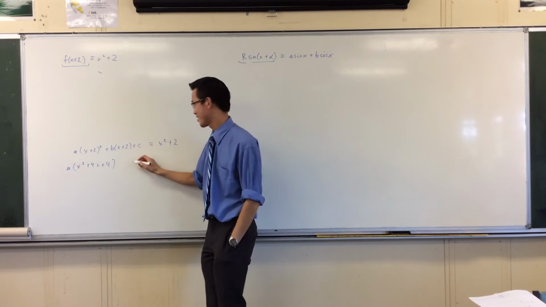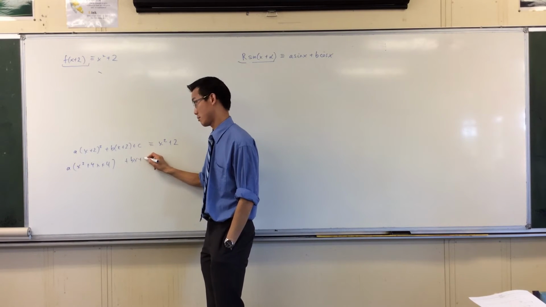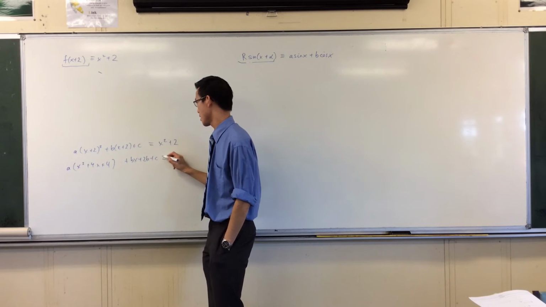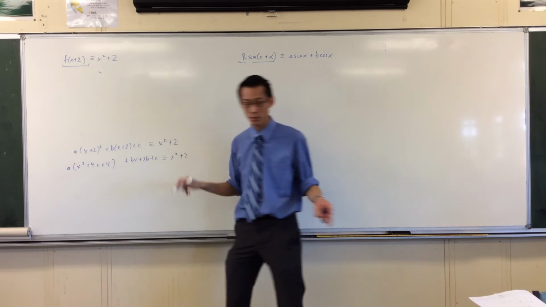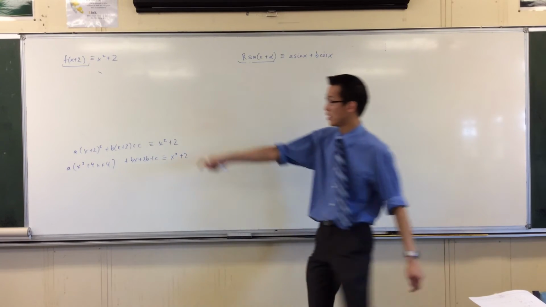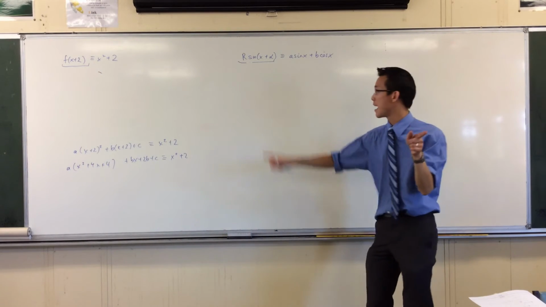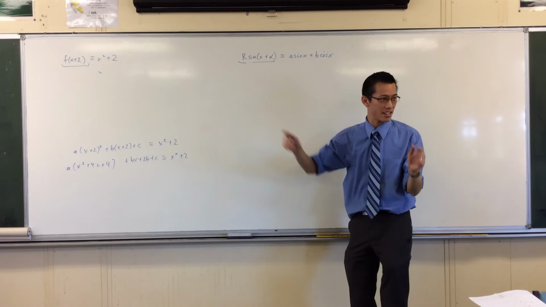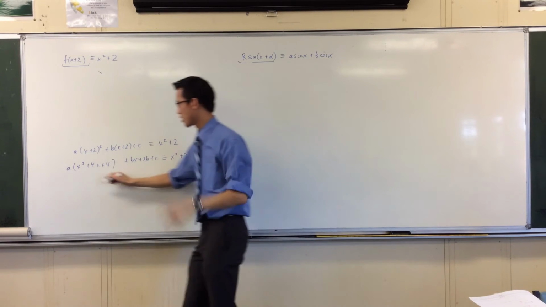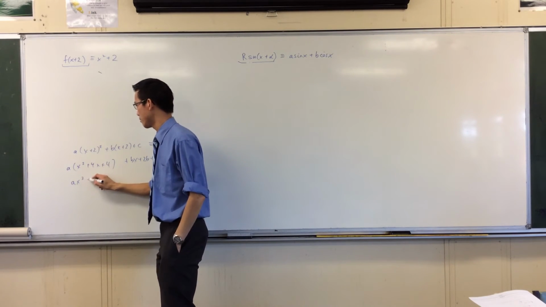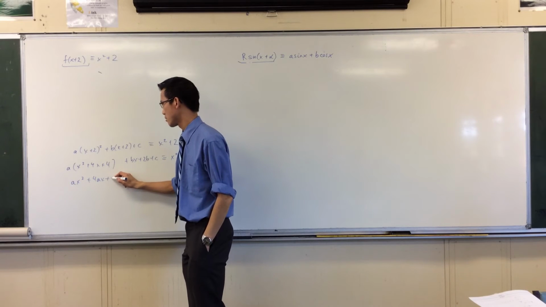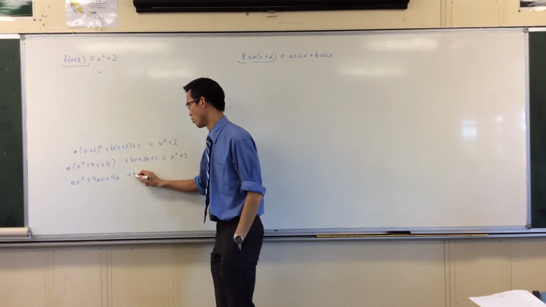What's the rest of this? This is bx plus 2b plus c. That's apparently all equal to x squared plus 2. That's what they're telling you. That's what the first line says, okay? Now, I can't quite compare coefficients like I have here yet. I need to do a little more work. I'm going to get ax squared, 4ax, 4a, and then all of this trailing stuff.